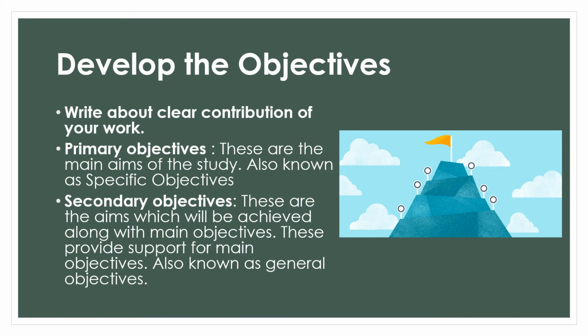These are the aims which will be achieved along with the main objectives. These provide support for the main objectives, also known as general objectives. So in the point-wise objectives development, the first will be the primary objectives, then you will come to the secondary objectives. If you find your main objectives, you will also understand what the other benefits are which can be made into the secondary objectives.